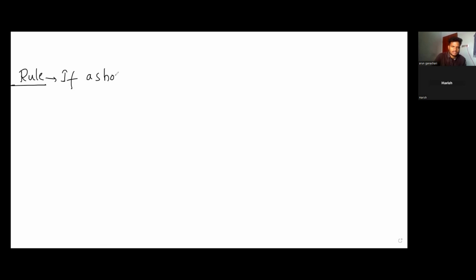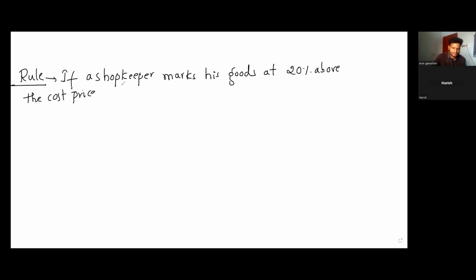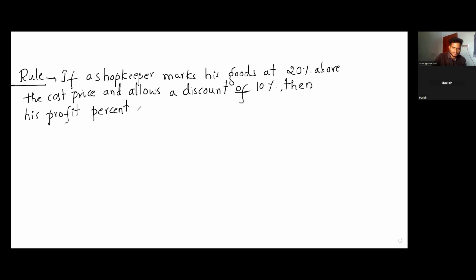If a shopkeeper marks his goods at 20% above the cost price and allows a discount of 10%, then his profit percentage is, so then his profit percentage is given by, I'll write the formula also.